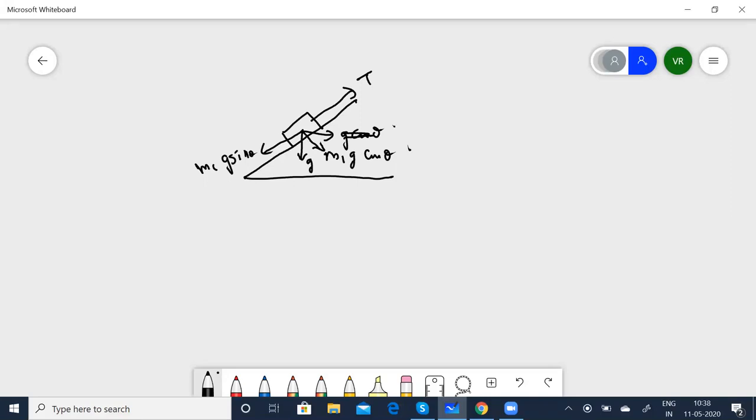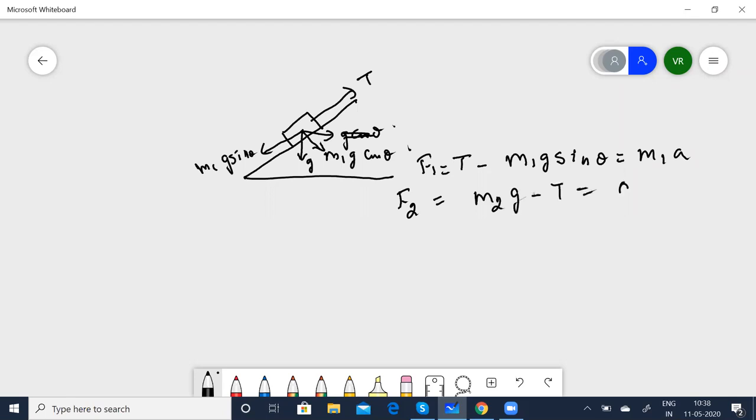So T minus M1g sine theta is equal to M1 times a. That is going to be force. Let us take this as F1. F1 is equal to T minus M1g sine theta, which is equal to M1a. Let us take F2 to be equal to M2g minus T, which is equal to M2a.